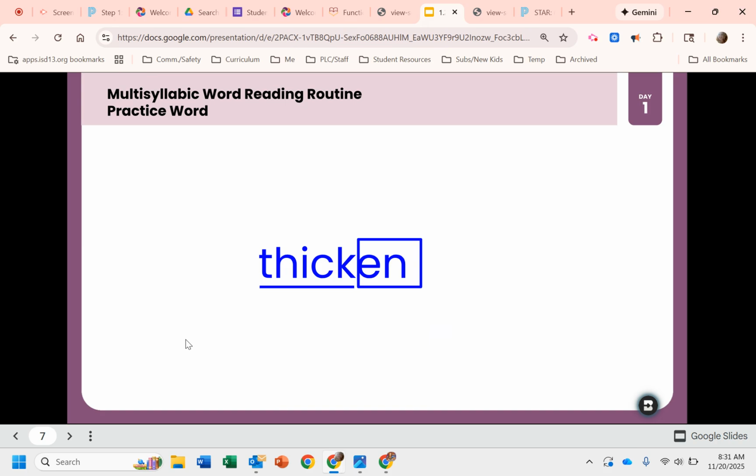Notice that I did the steps of the multisyllabic word reading routine out of order. They're written in. That's okay. Each of us will bring different knowledge to the words we read. I wasn't sure what the base or root word was here, but I used my knowledge of prefixes and suffixes to figure it out. Feel free to use these first 3 steps in the order that makes sense to you.